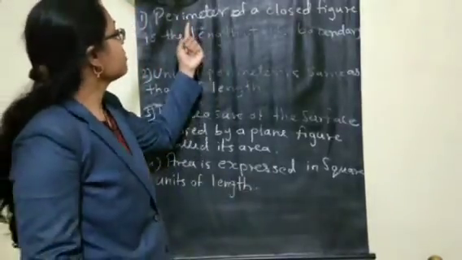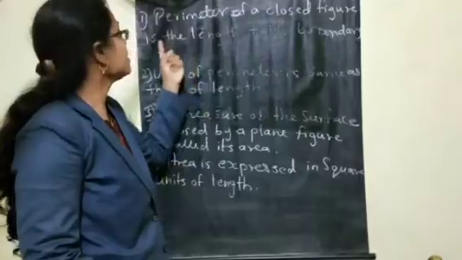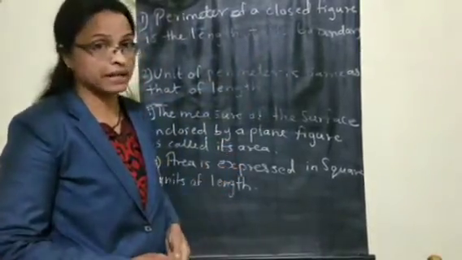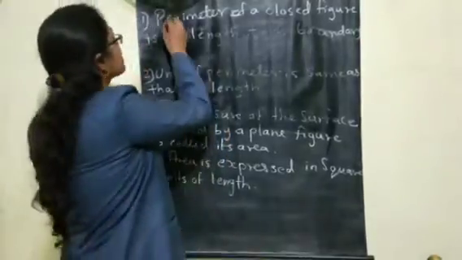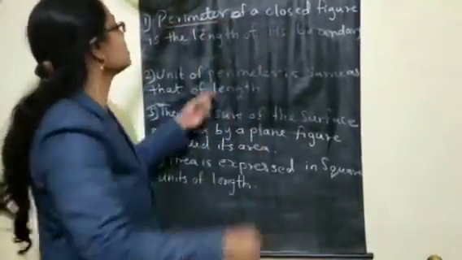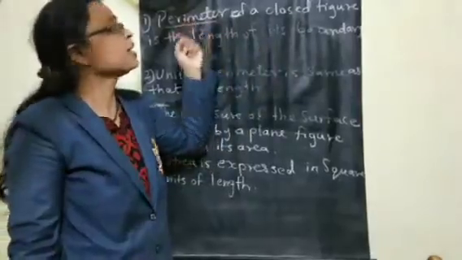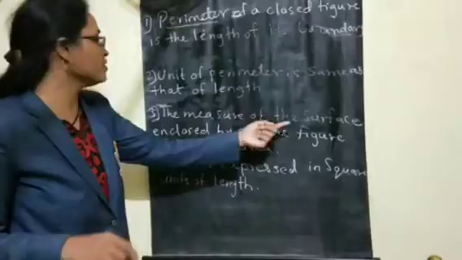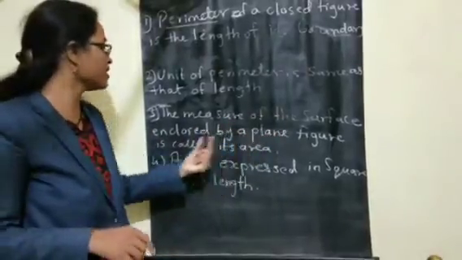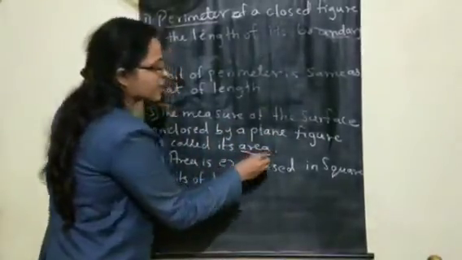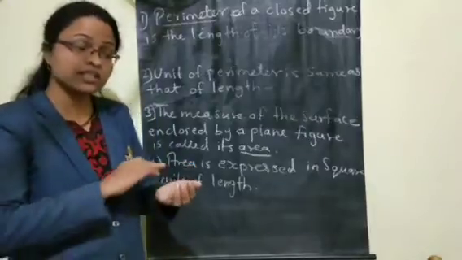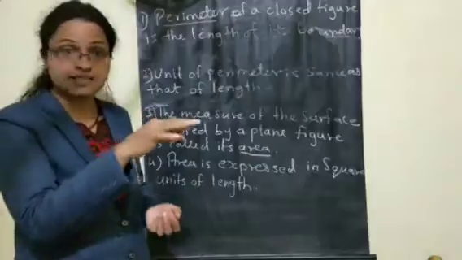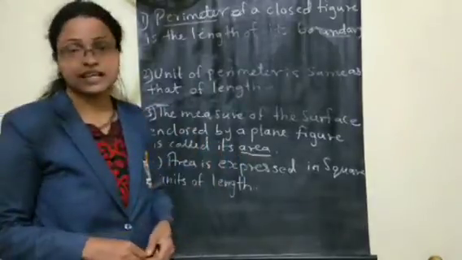So here, the perimeter of a closed figure is the length of its boundary. This is the definition of the perimeter. Here you may get a fill in the blanks: a dash of a closed figure is the length of its boundary. Similarly, the definition of area: the measure of the surface enclosed by a plane figure is called its area. So what is meant by area? To measure the plane surface enclosed by the boundary, the inside surface. That is called area, children.